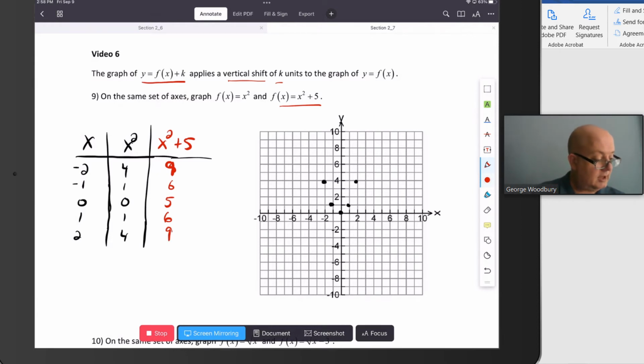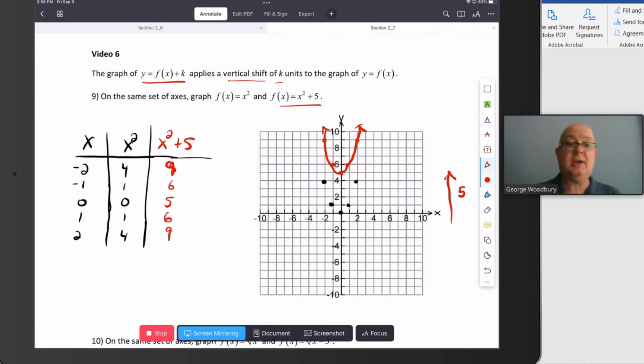So negative 2, 9 is up here. Negative 1, 6. 0, 5. 1, 6. 2, 9. And what we can basically see is that all of those points have been moved up by 5 units. It's the same exact graph.